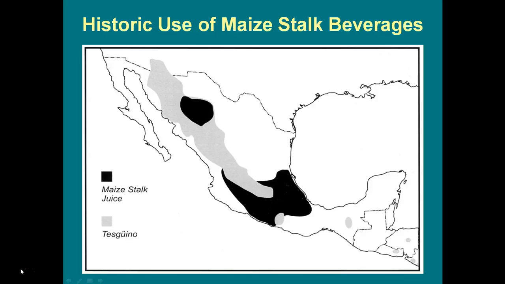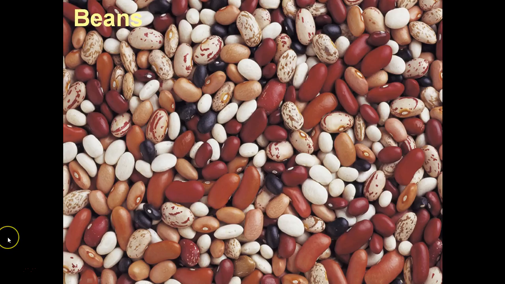The corn grain itself can be used to make beer, which is called tesuino. But you can also make an alcoholic beverage from the maize stalk juice. This map shows areas where maize stalk juice was made historically. And it's possible that maize was initially used in order to use these sugars within the stalks rather than the seeds. And the seeds were sort of a secondary thing that came later.